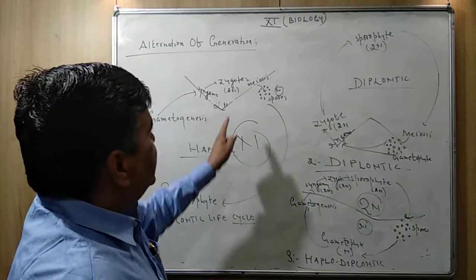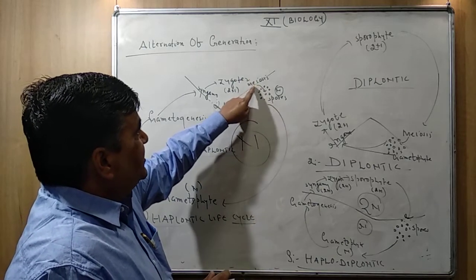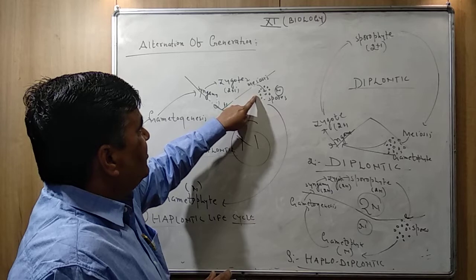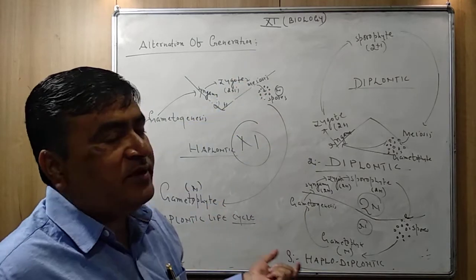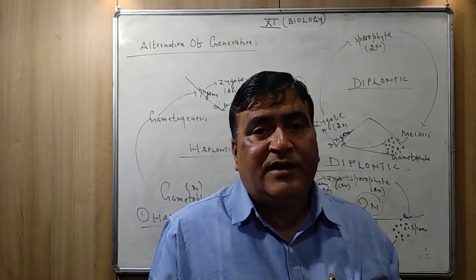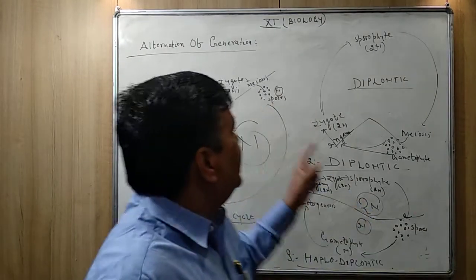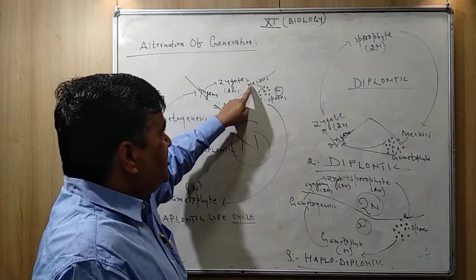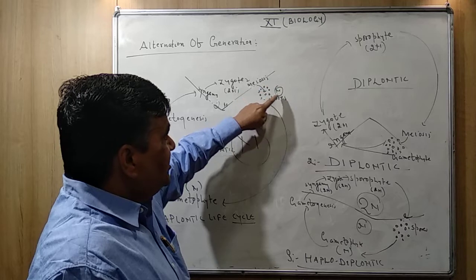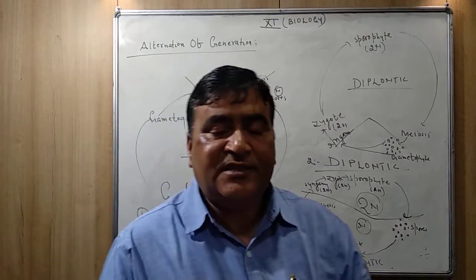So here zygotic meiosis takes place. Why is the process of meiosis going on here in the zygote? If the zygote were to develop into a new plant, it would be a sporophyte. As you know, the main plant is gametophyte. That's why the zygote undergoes meiosis division to produce all these spores, and the gametophytic generation is restored.